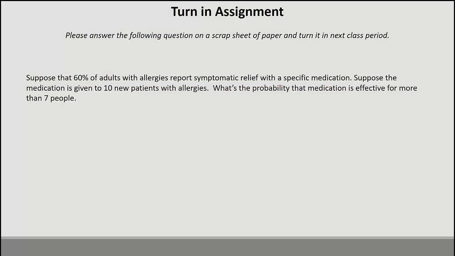So here, same scenario, I want you guys to figure out what's the probability that the medication is effective for more than 7 people. Remember, write out your probability notation, get it to the correct form, and then go to your calculator. All right, folks, take care.